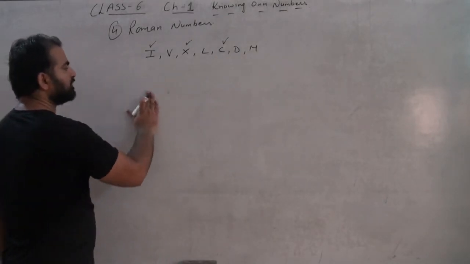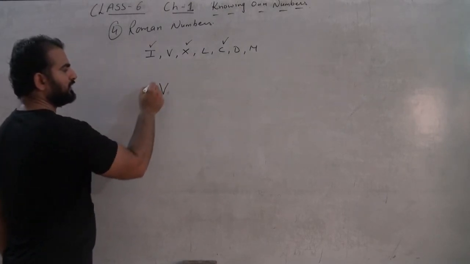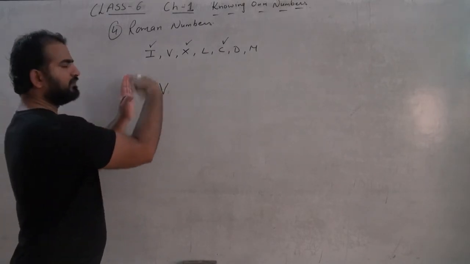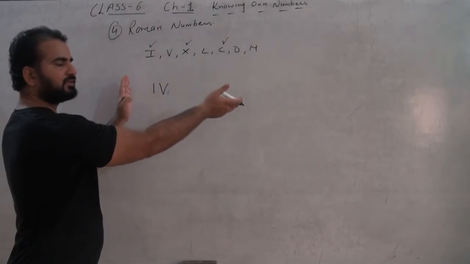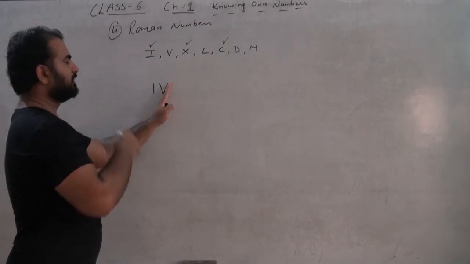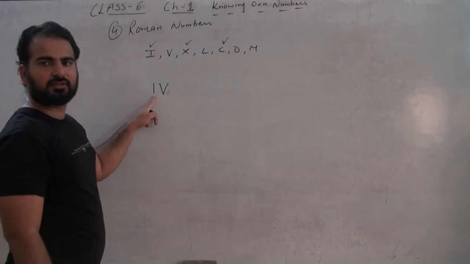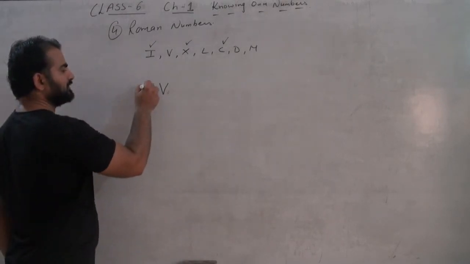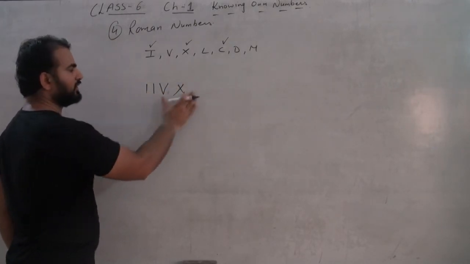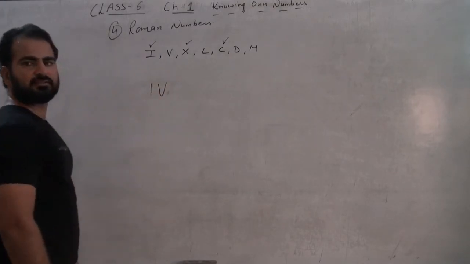Okay. So what if we have to write 4? We have to write 5 and then subtract 1 from it. Okay. If we have to add, then we place it on the right hand side. And if we have to subtract, then we place it on the left hand side. But you can only use it one time. Okay. You can only use it once. You cannot write it like 5 minus 2. It will be wrong. Okay. So you can write 4 like this.